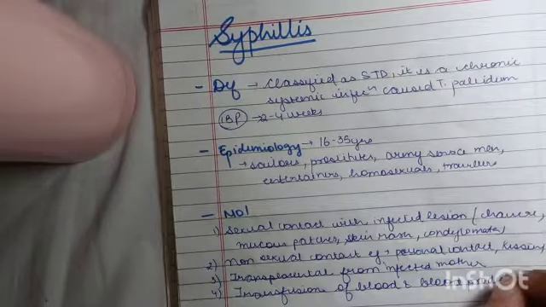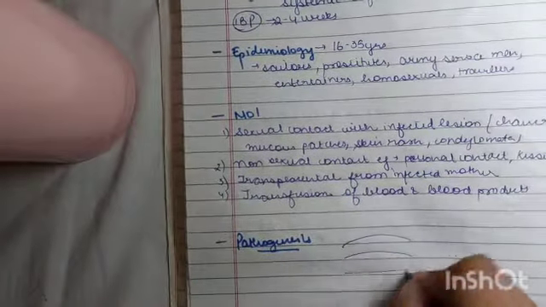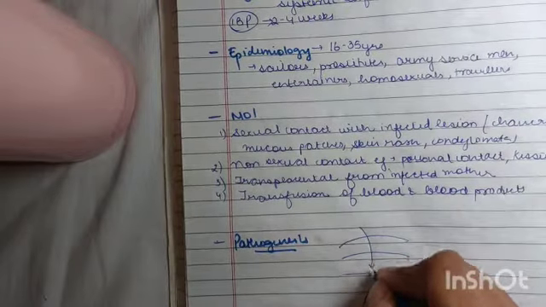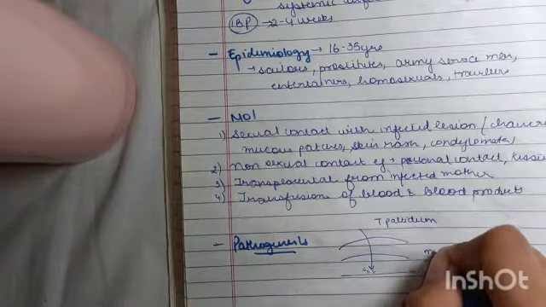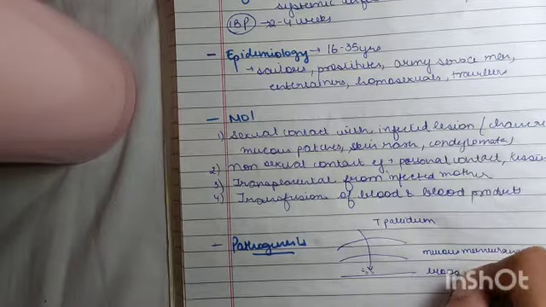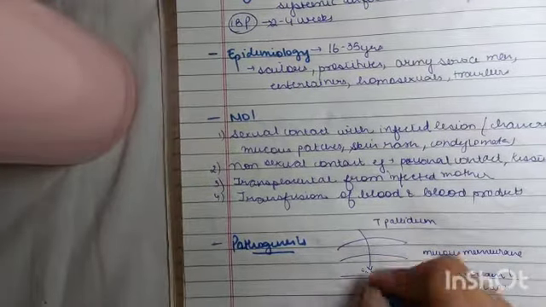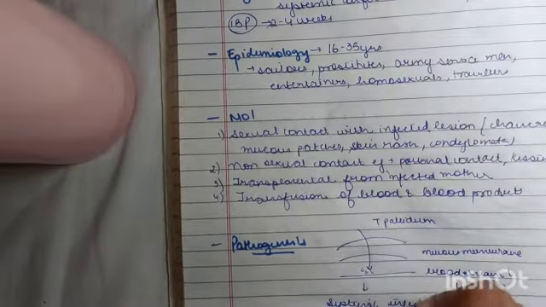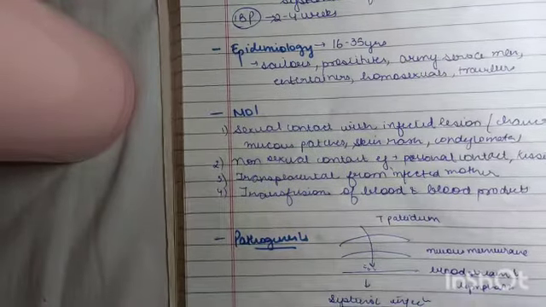Now let's talk about the pathogenesis. Suppose this is the mucous membrane and this is our blood vessel, so bloodstream. What you will see is the Treponema pallidum. It enters, then it will cause systemic infection, followed by secondary syphilis, which will change into latent syphilis.